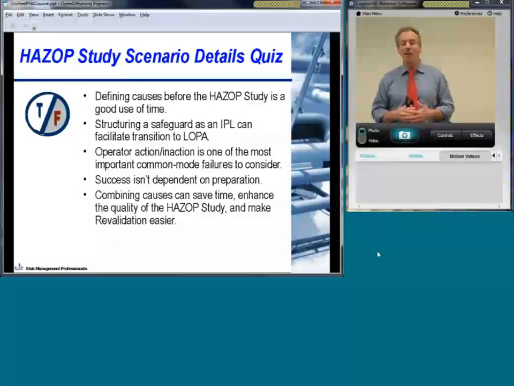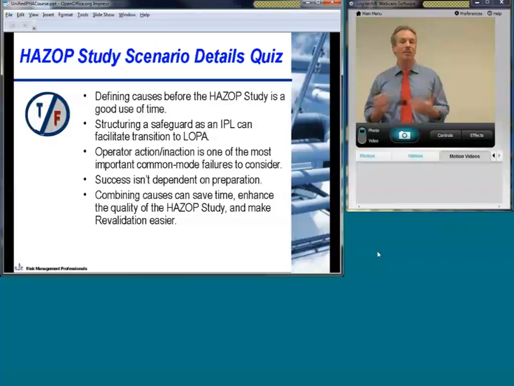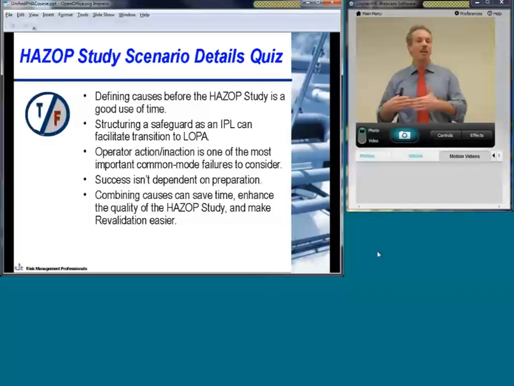Last one: combining causes can save time, enhance the quality of the HAZOP study, and make revalidation easier. That's absolutely correct. Now, there are cases where you want to split them up, and we did talk about common mode failures, but generally, combining the causes that lead to the same consequence makes a lot of sense.